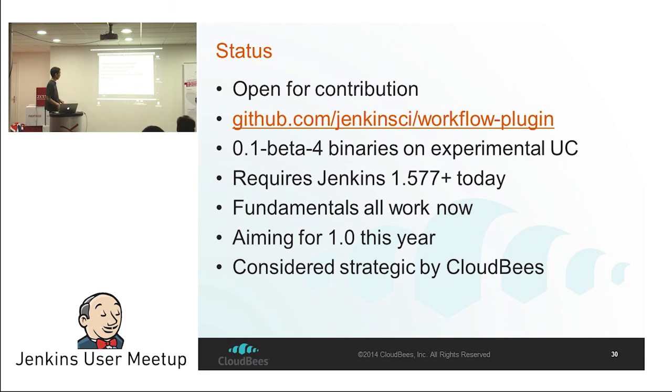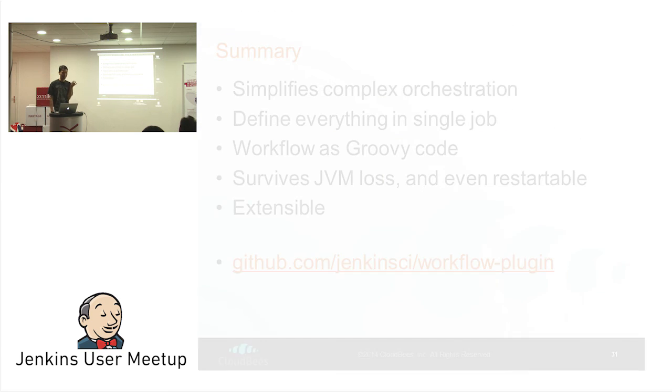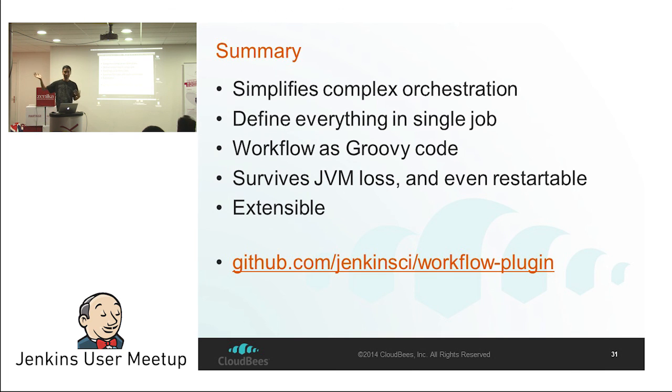To drive all the points home, I think the Workflow plugin drastically simplifies the complicated orchestration that today's automation demands. To do that, we define everything in a single job by writing essentially the workflow as Groovy code. This has a great characteristic that it survives a lot of things, including JVM restarts, from the checkpoint, and the whole thing is designed to be very extensible. So we should be able to allow people to build lots of interesting stuff on top of it. And this is the URL that we need to know. All right? I think that's it.